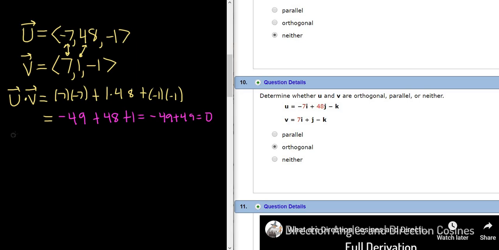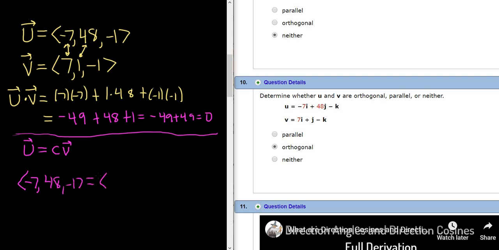But let's pretend that we did have to check. Let's say they were not orthogonal, so that parallel is still an option. So in this case, two vectors are parallel if this equation is true. So basically, to figure out if they're parallel, you write down this equation: -7, 48, -1 equals c times 7, 1, -1. And if you can solve this equation for c, then they're parallel. If you don't get an answer, they're not parallel.